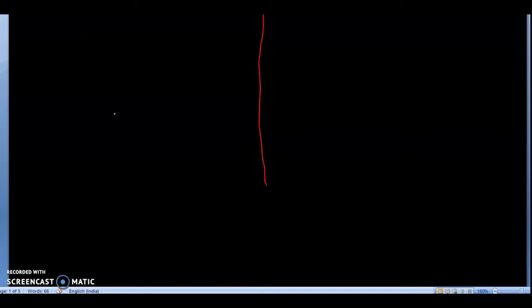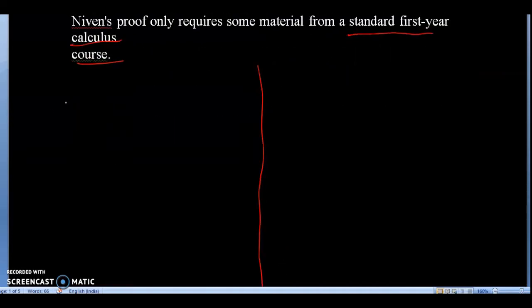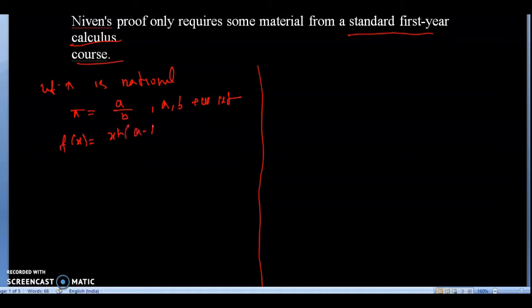So for this, at first, suppose that pi is a rational number. If possible, let us assume that pi is rational. Then pi equals a by b, and as we all know pi is positive, we can say that a and b are positive integers.